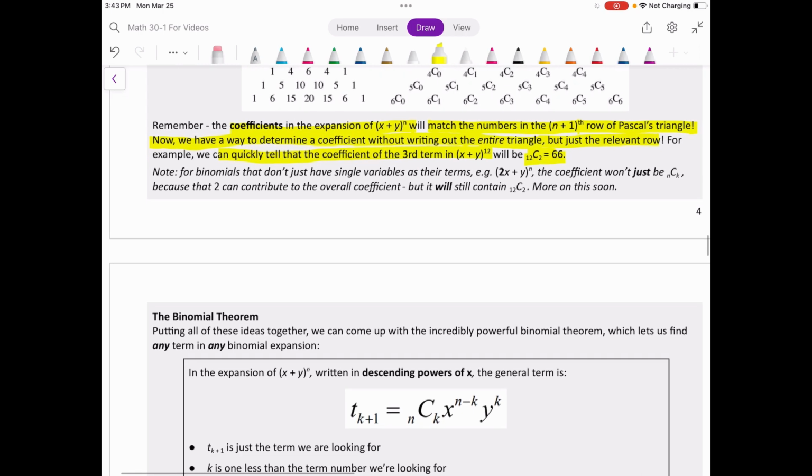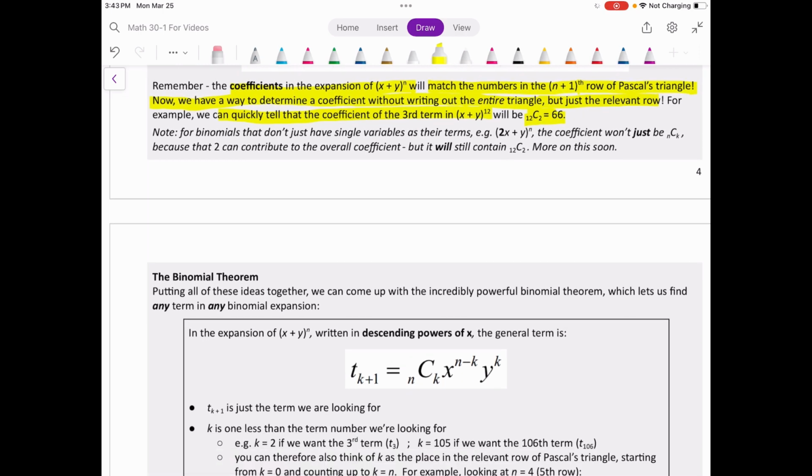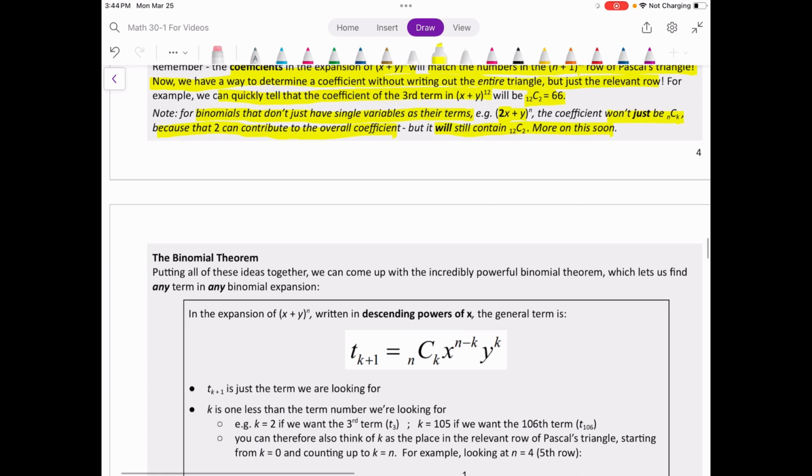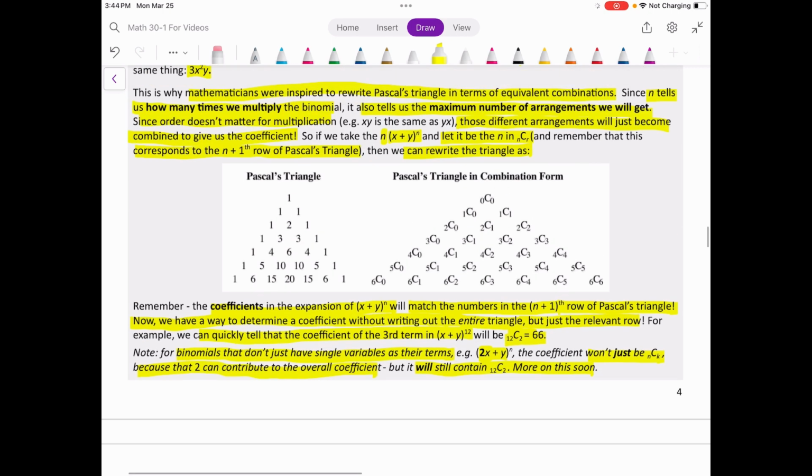Okay, just as a side note here, I'll mention it because it will come up. For binomials that don't just have single variables as their terms, for example, (2x plus y) to the power of n, the coefficient won't just be n choose k. We'll talk about k in a second here, because that 2 can contribute to the overall coefficient. But it will still contain that 12 choose 2. More on this soon. Okay, I know that's a lot to think about. I know you might be going like, huh, what?